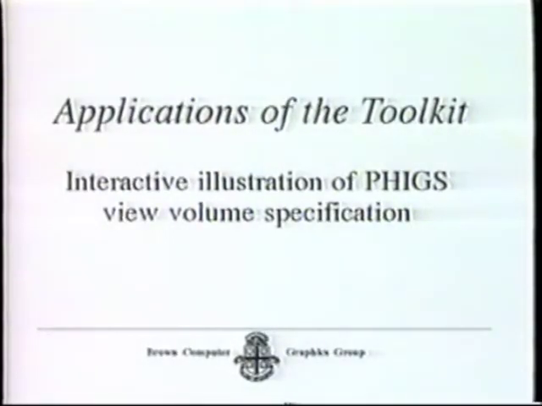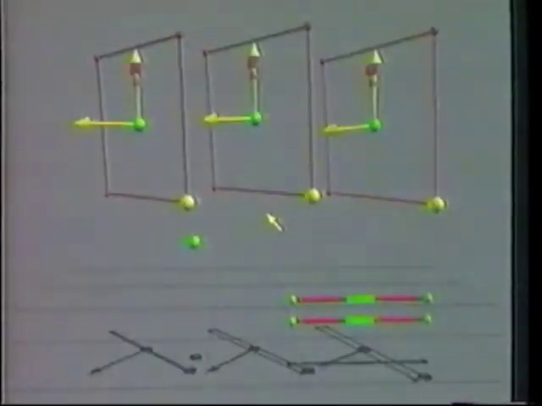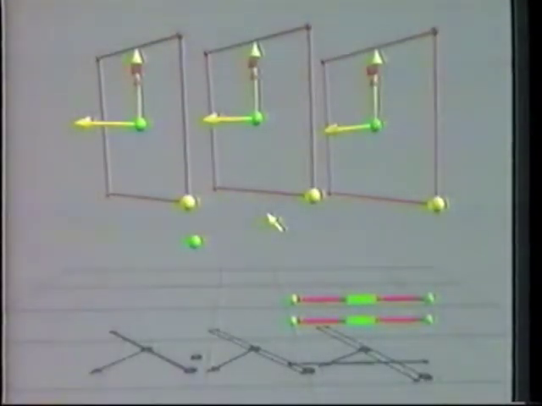It's our toolkit to construct a more complex prototype interactive illustration, which demonstrates how to specify a FIG's view volume. The specification parameters for other types of camera models can easily be accommodated by our toolkit. We begin with all the parts we will need to construct the basic view volume.